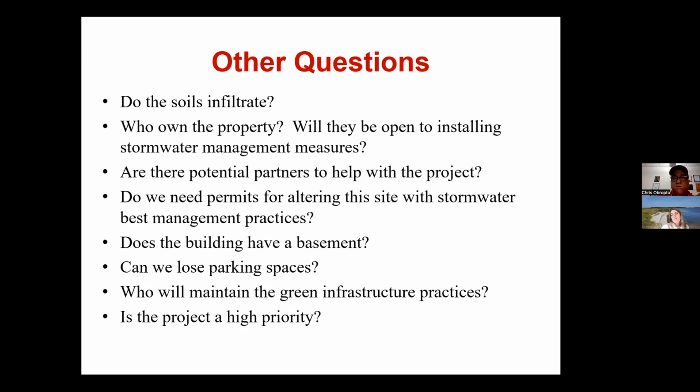Other questions that we look at: do the soils infiltrate? The rain garden is designed to capture water and let it slowly soak into the ground. In some places in New Jersey, like Burlington County, we have a lot of clay. We have to make sure that the soils will take the water and infiltrate the water into the ground.